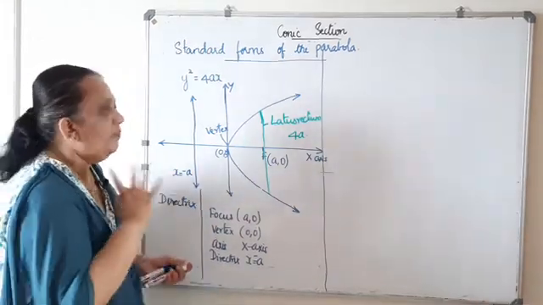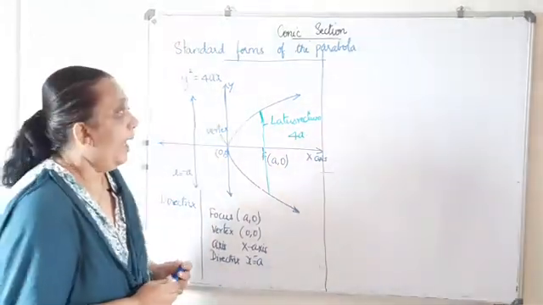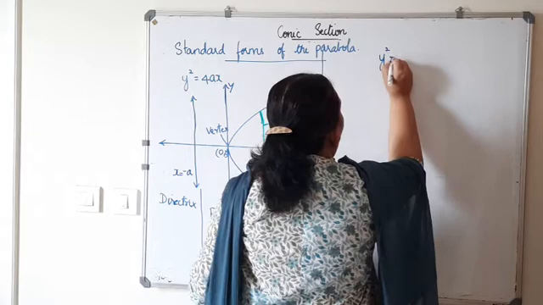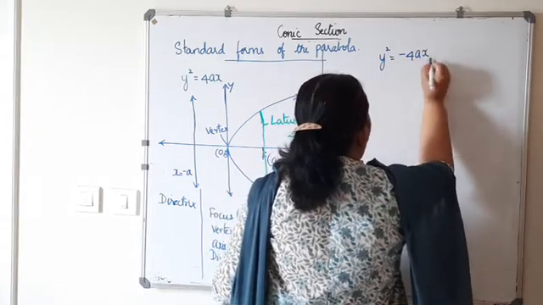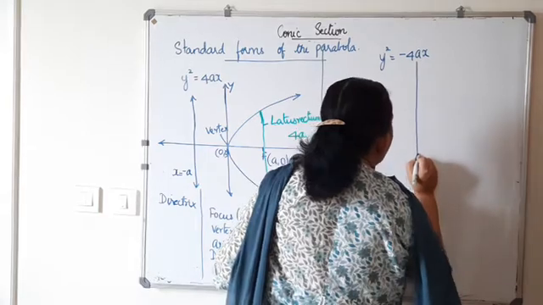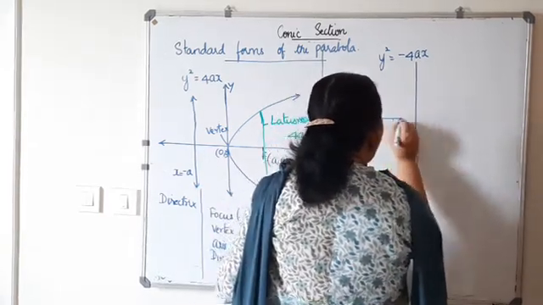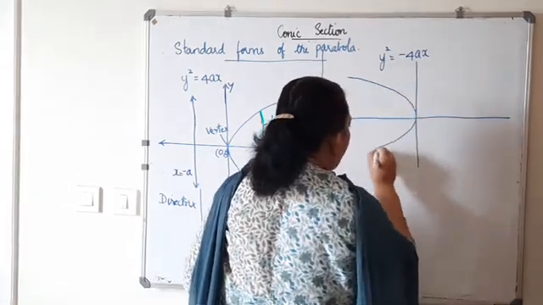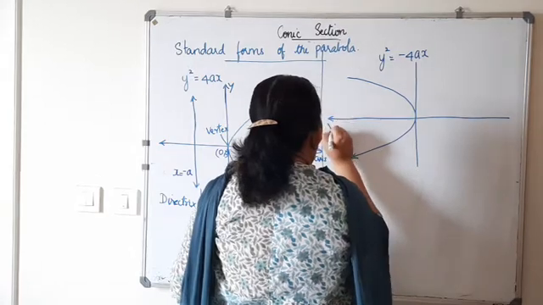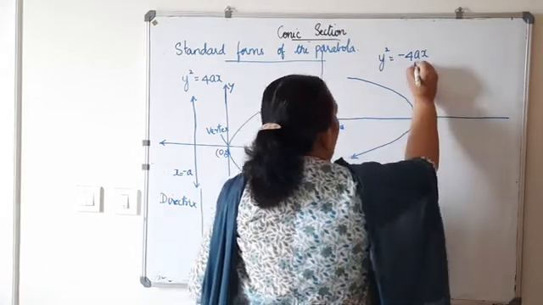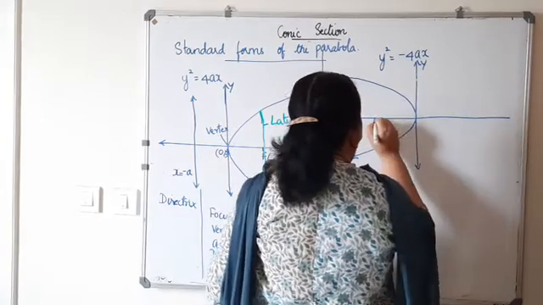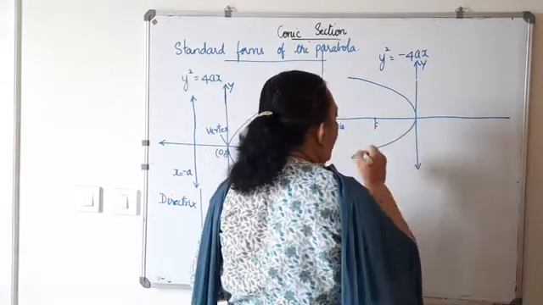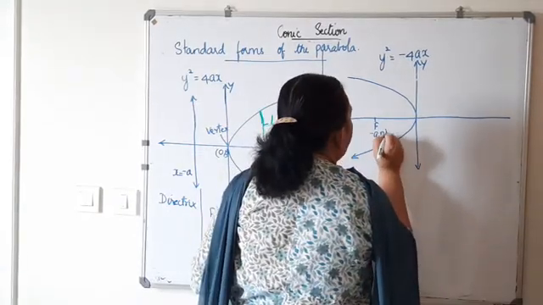This is one type of parabola, one standard form of the parabola. Another standard form of the parabola is y squared is equal to minus 4ax. Now let us consider what is the difference between y squared is equal to 4ax and y squared is equal to minus 4ax. X-axis, y-axis. It also has a focus. Focus lies on the x-axis, but it is on the left side. So it will be minus a comma 0.